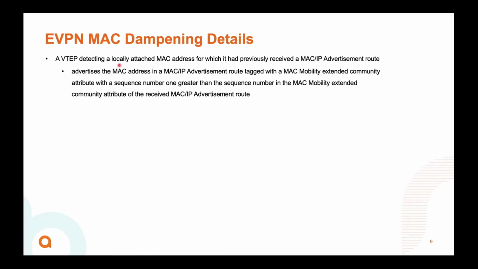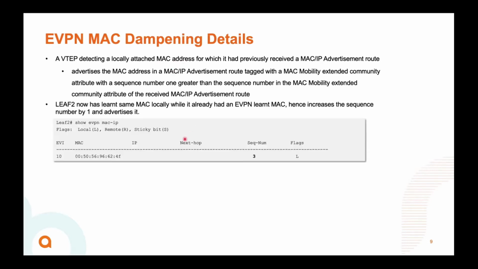And basically, when a VTAP has this MAC address, what it's going to do is update the sequence number. Right? So for example, this leaf 2 has now learned the same MAC address. It's local. It's going to update it to 3 and send this update to all other remote VTAPs. So that's what we're trying to say here. We're going to increment it by 1.